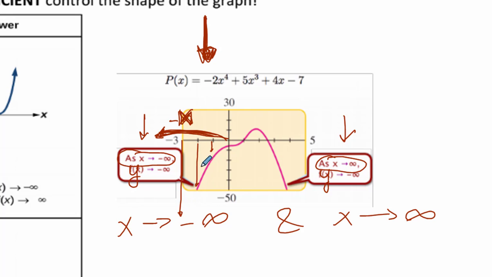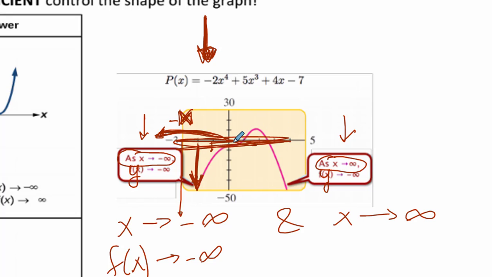So where does y go when x approaches negative infinity? Well, remember f of x equals y, so y approaches negative infinity because it goes down, right? It goes down. It's below the x-axis right there. So that's the one part of it. Well, now this end behavior here.